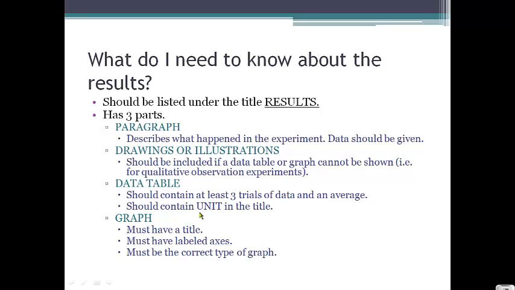Okay? And then, if you're doing quantitative observations or you're measuring things with numbers, you're going to need a graph. Remember, guys, your graph needs to have a title. Make sure the X and the Y axes are both labeled. And guys, make sure you're using the correct type of graph. And we'll talk about that in a little bit, which type of graph you need based on what you're doing.